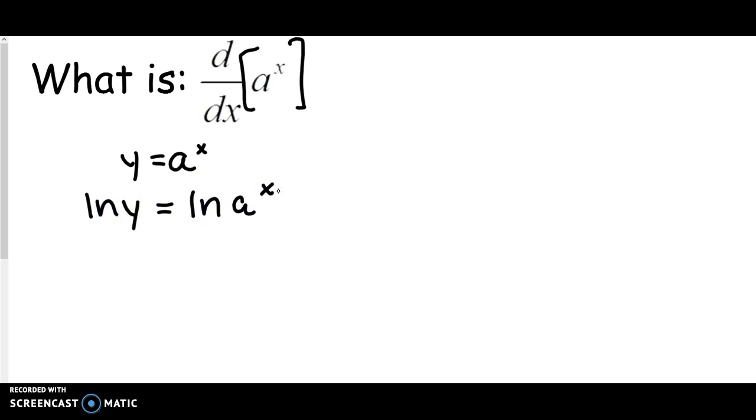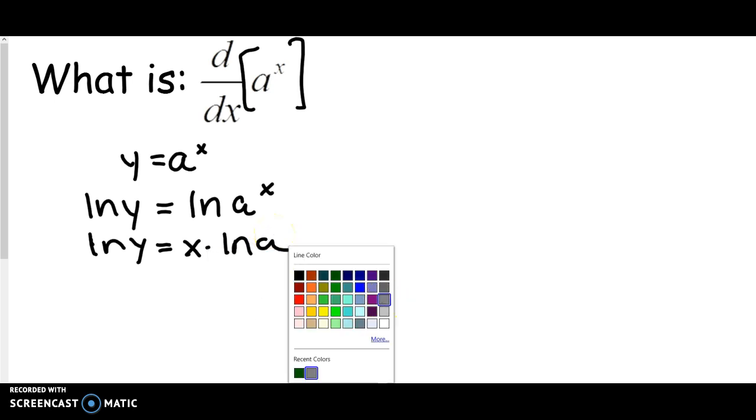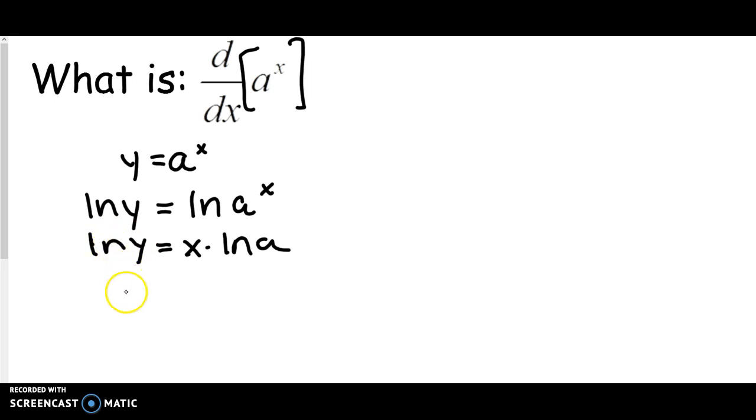I'm just showing this because then we get to make a really cool conclusion. Okay, so we did that. Before I start taking derivatives, let's use our power rule and bring that x in front. So x times natural log of a. Now don't forget, a is a constant, so natural log of a is just some number. Probably a weird one too. Okay. Derivative time, take the natural log of y.